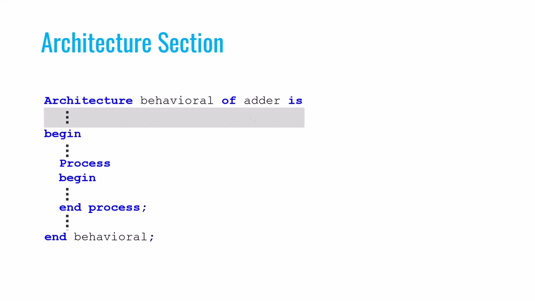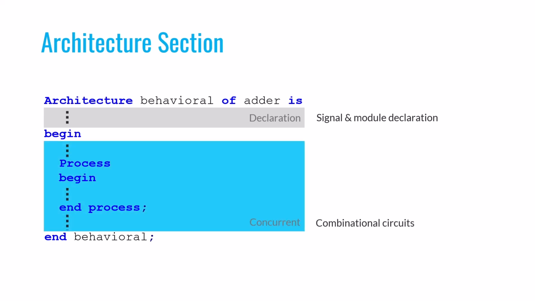The first section, located before the keyword begin, is the declarative region where we define signals and modules. After the begin keyword until the end of the architecture, which ends with end architecture, we have the concurrent section. As mentioned, this section is where we define combinational logic circuits. If you need to describe a sequential circuit, you utilize the process construct within the concurrent section. The process statement itself begins with the keyword begin and continues to the end of the process, marked by end process.